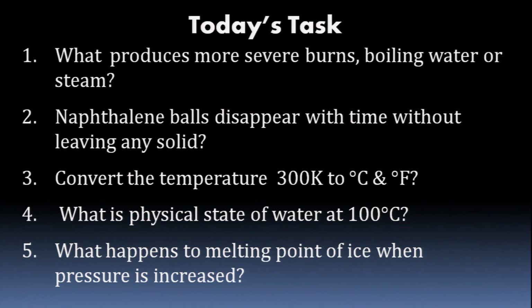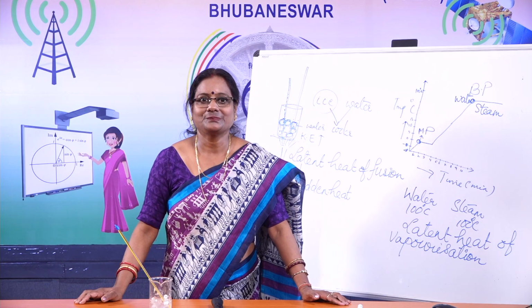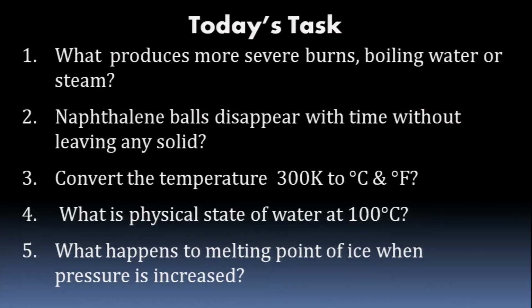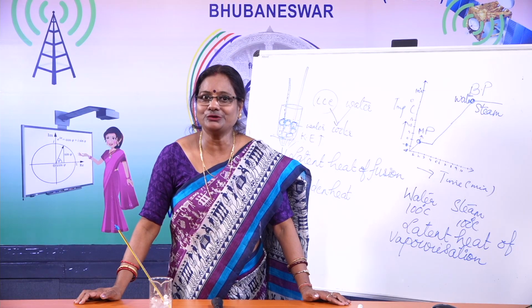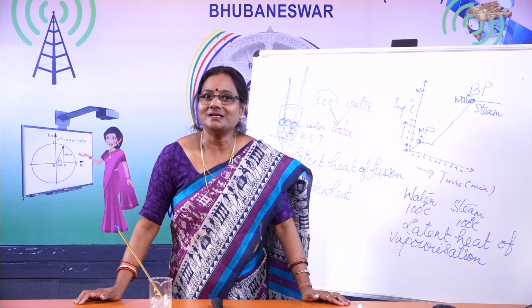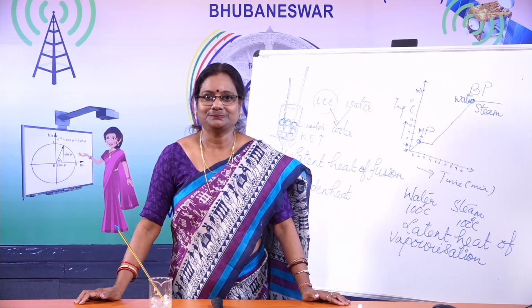Convert the temperature 300 Kelvin to centigrade and Fahrenheit scale. We have discussed this. I hope you can do it. What is the physical state of water at 100 degrees centigrade? What happens to the melting point of ice when pressure is increased? These are few questions, children. Try to do it, and for this you have to go through the notes as well as the book.